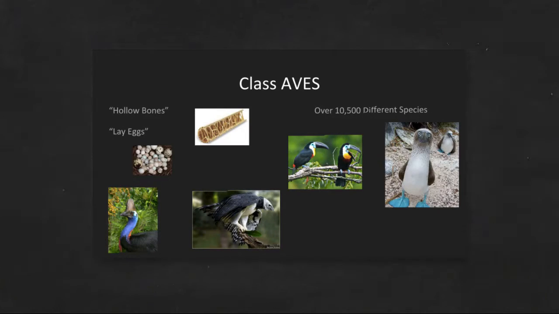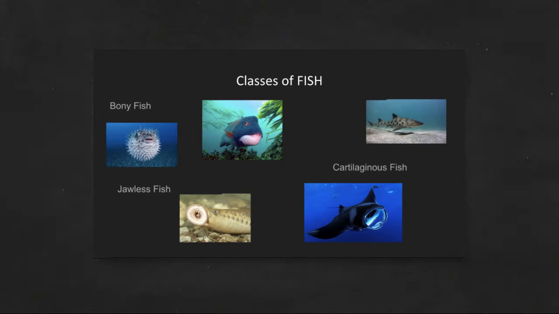Where should we begin? Let's start with birds. All birds fall under the class Aves. There are over 10,500 different species of birds that fall under this class. A common characteristic that they all share is that all birds have hollow bones and they all lay eggs. Now let's take a dive into the deep blue and discuss the 3 classes of fish.